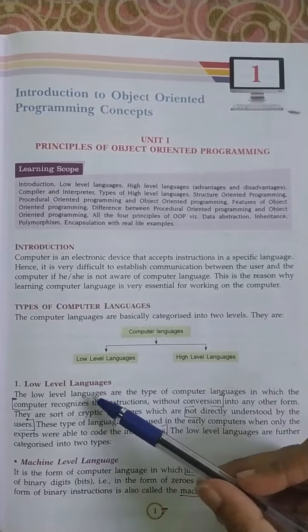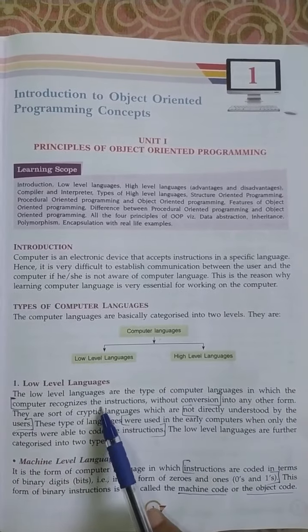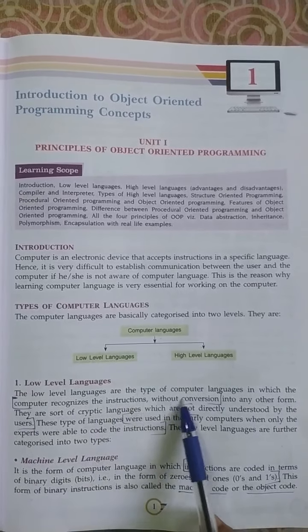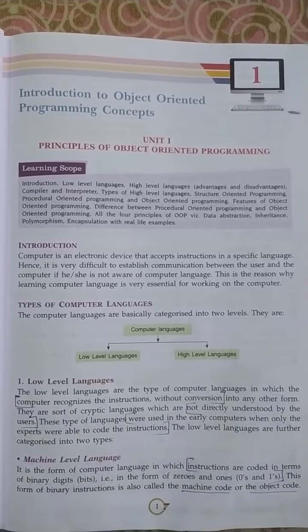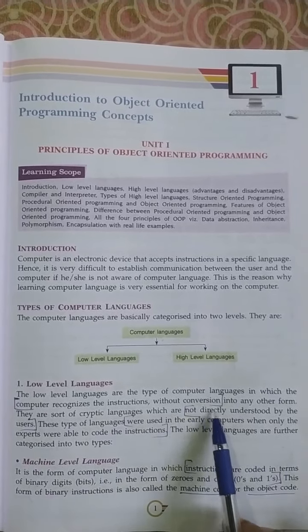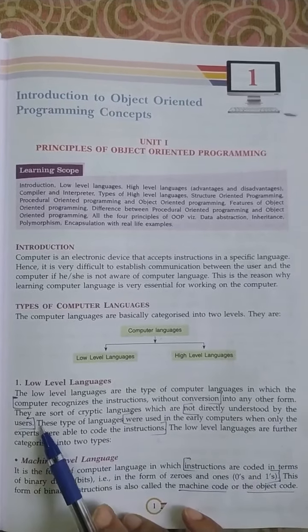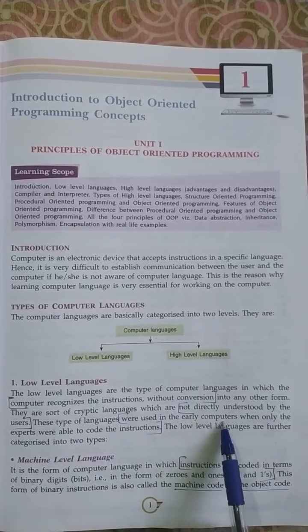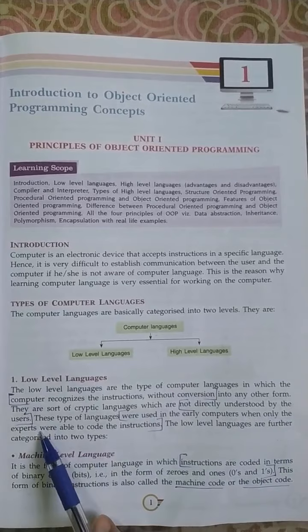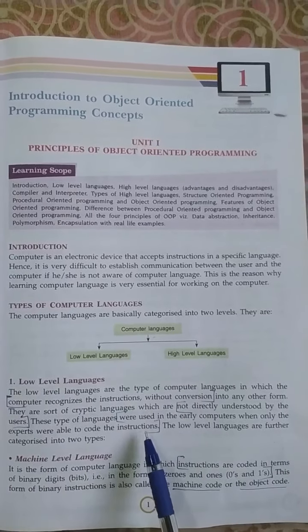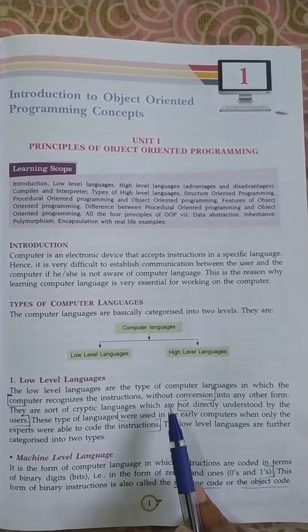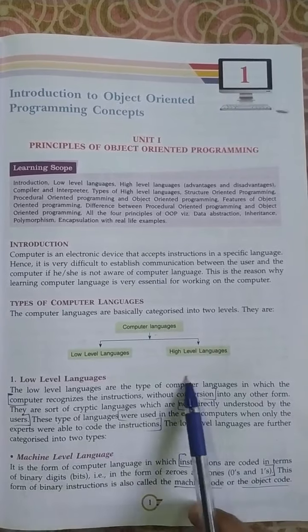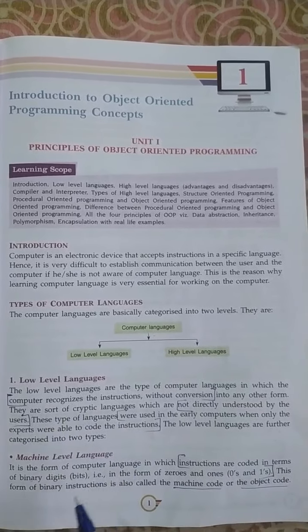So what is low-level language? Computer recognizes the instructions without any conversion into machine-level language. So these are not directly understood by the users. And these type of languages were used in the early computers when only the experts were able to code the instructions. So no need of converting it into any other languages. It can be easily understandable by the computer.